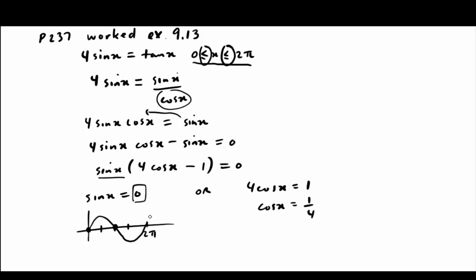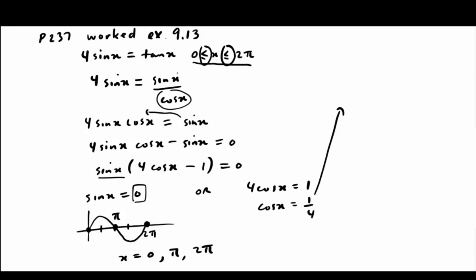So when is the y value, when is sine x 0? There are 3 possible answers. We're talking in radians. x equals 0 radians. This here is pi radians, as well as 2 pi radians. These are all good answers.